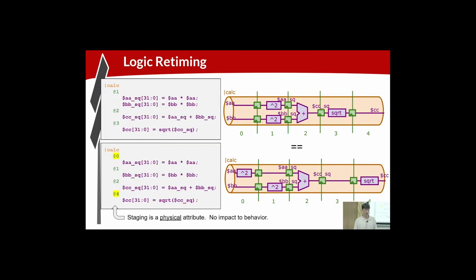Pipelines are conceptually infinite in both directions. You can have logic in stage minus 1028.